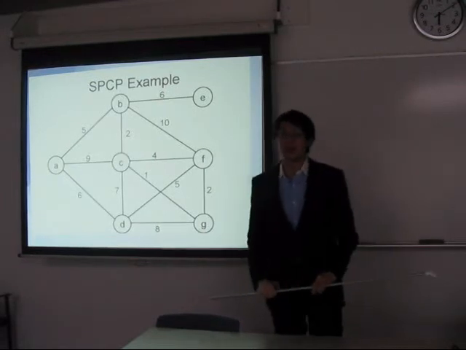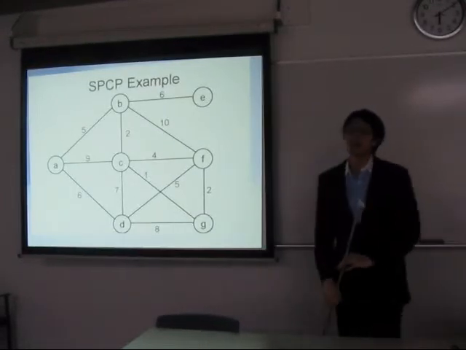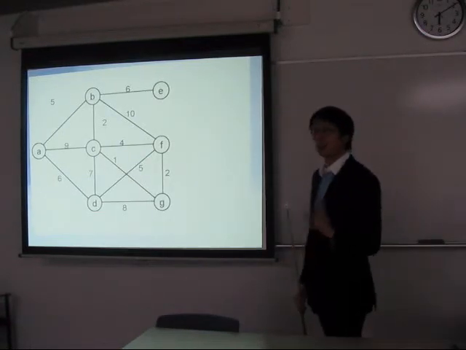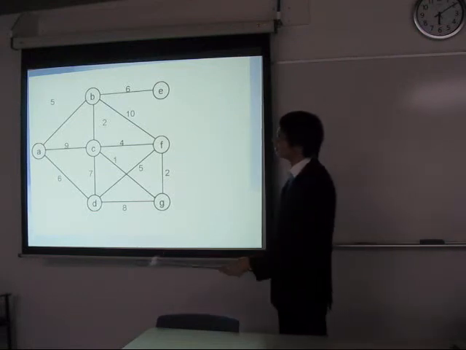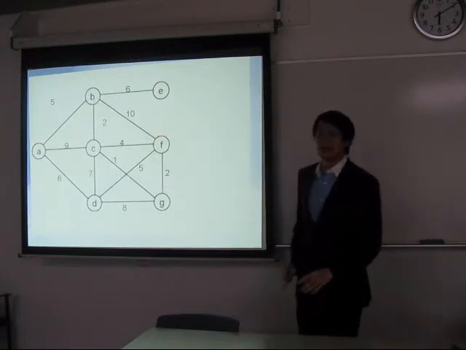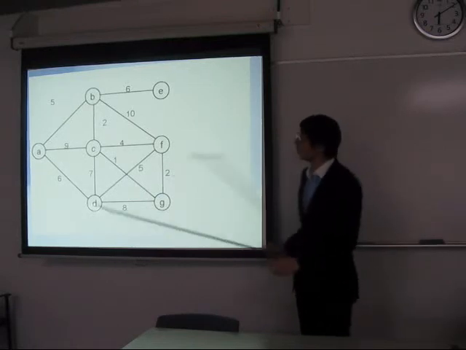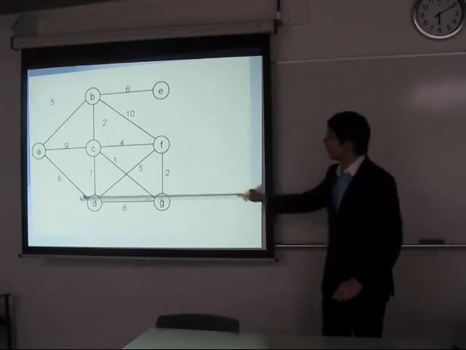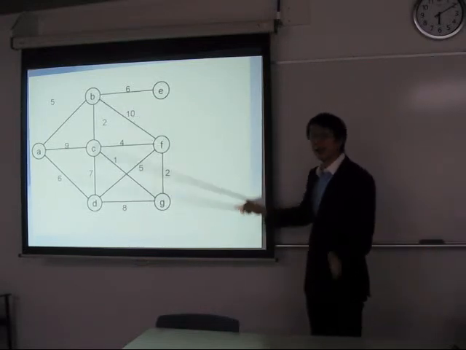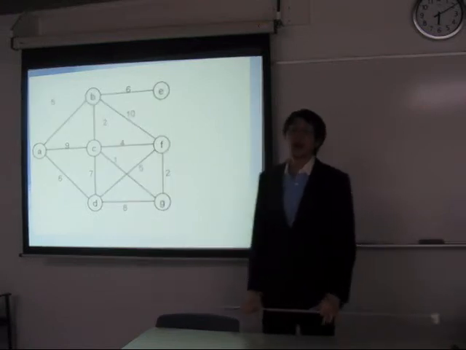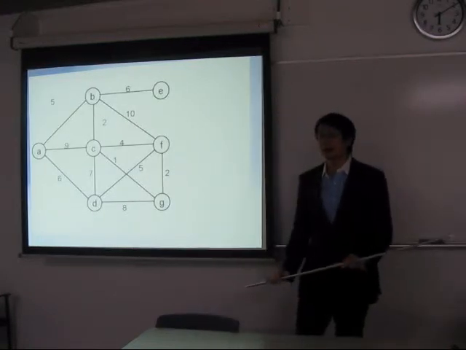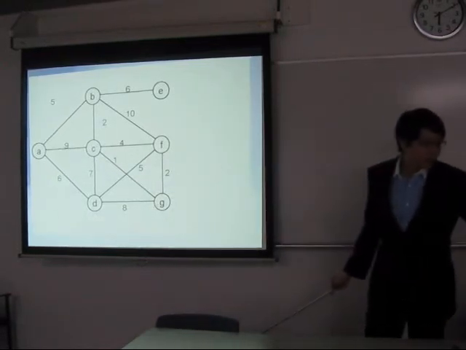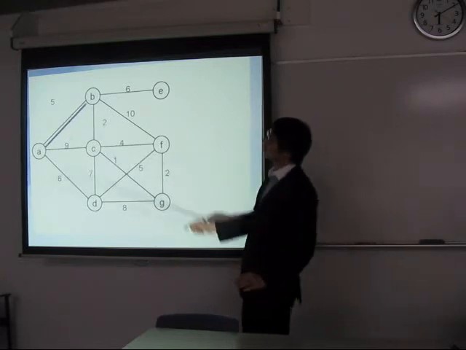So to review the SPCP procedure, step one is to compute the shortest path between two nodes. For example, let's compute the shortest path between node A and node B. There are many possible combinations. You can go straight from A to B. You can go around from A, D, G, F, C, and D, and so on. So there are many possible combinations of paths. What we want to find out is the shortest path. And the shortest path in this case would be the one from A to B. And it only has a distance of 5.